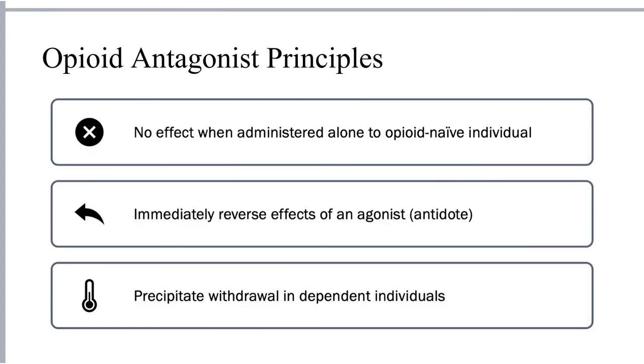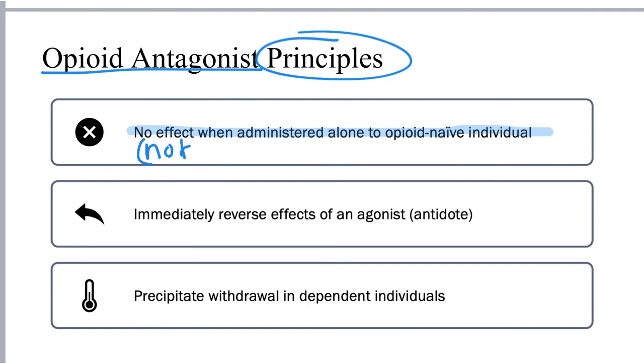Last, we'll talk about the opioid antagonist pharmacologic class. Some general principles to keep in mind when considering opioid antagonists is that these drugs have no effect when they are administered alone to an opioid-naive individual. This means that someone who has either never taken opioids or someone who has not taken them for a long period of time and therefore is not dependent, when administered an opioid antagonist, it tends to have no or very little physiologic effects. What opioid antagonists can do, however, is immediately reverse the effects of a strong agonist like morphine.